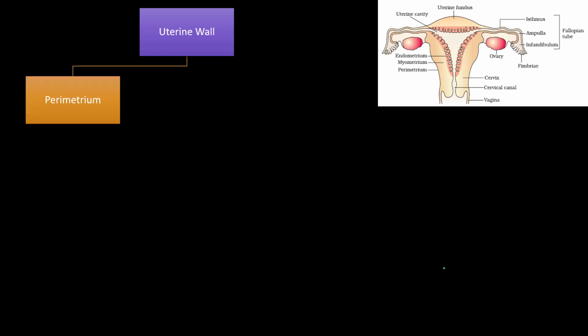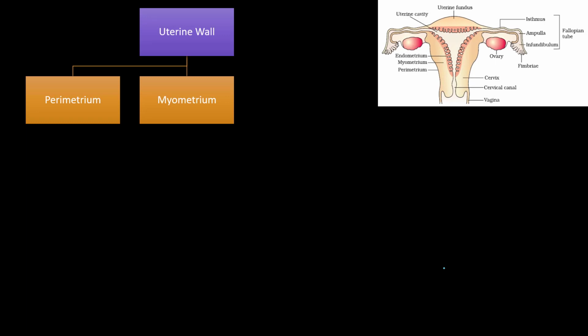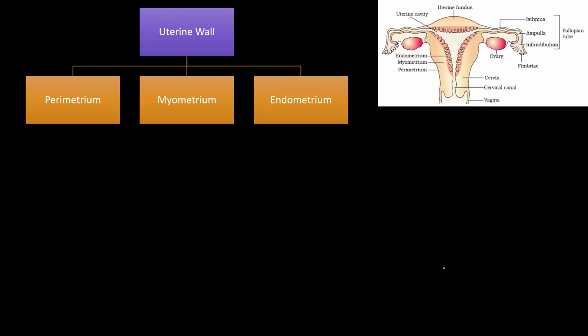Now let us talk about the uterine walls and why they are important. What are the types and why are they important? Now uterine walls are of three types. One is called perimetrium, next is called the myometrium, and the endometrium.